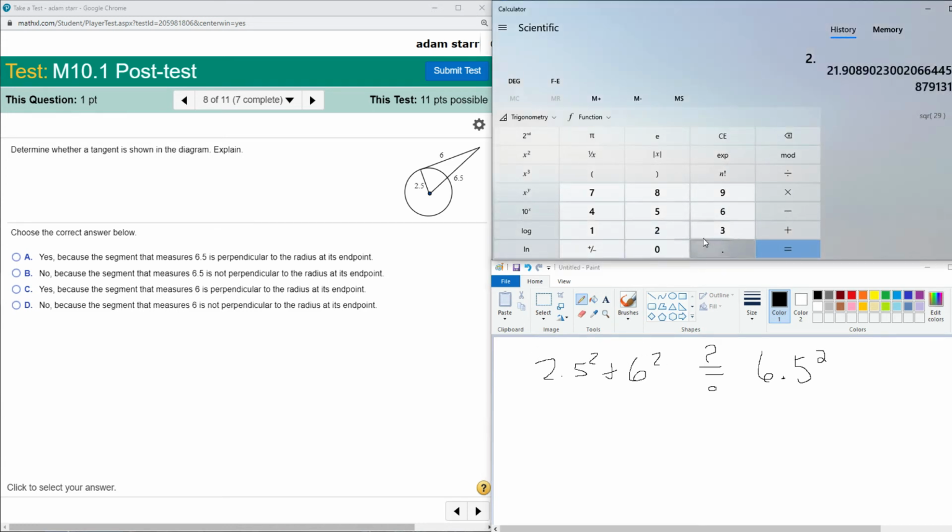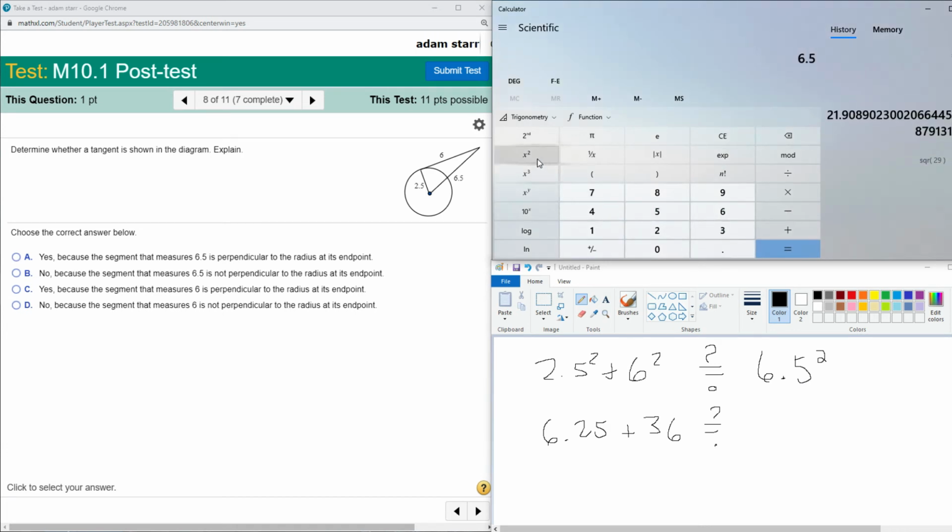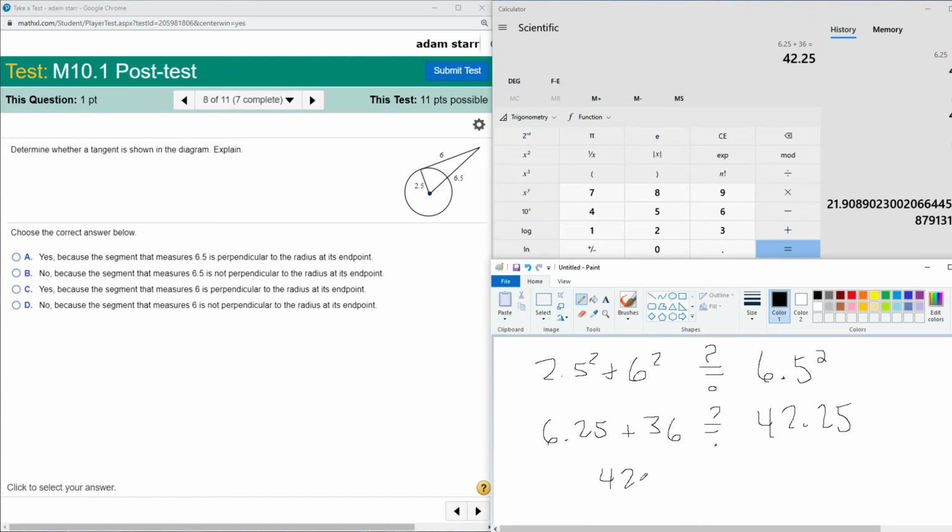So let's see. 2.5 squared is 6.25. 6 squared is 36. And 6.5 squared is 42.25. So I'm going to add these up and see if I get 42.25. So 6.25 plus 36 is 42.25. So this ended up being a true equation. It worked, which means Pythagorean theorem worked, which means that this is a right angle. This made a right triangle. So that means we do have a tangent because we have something that's perpendicular. So it's going to be one of the yeses.